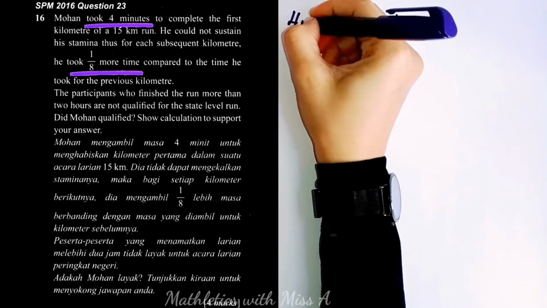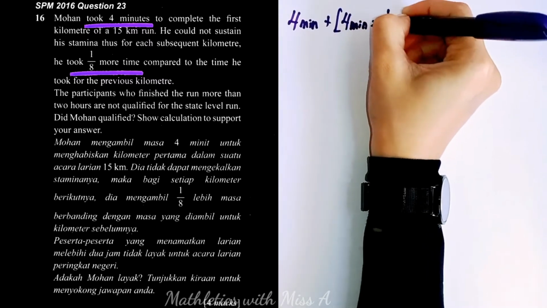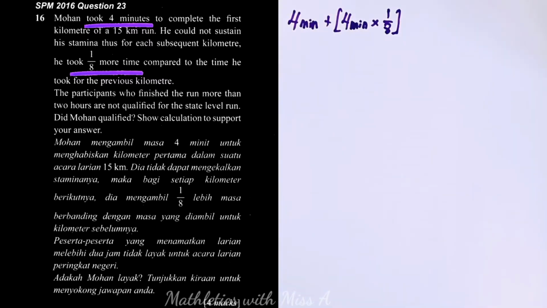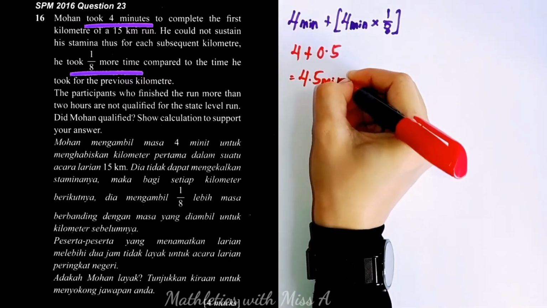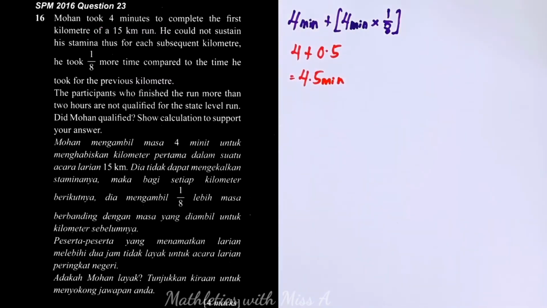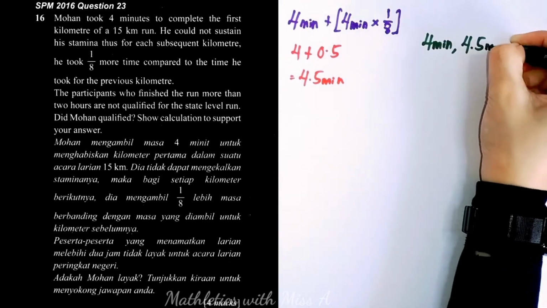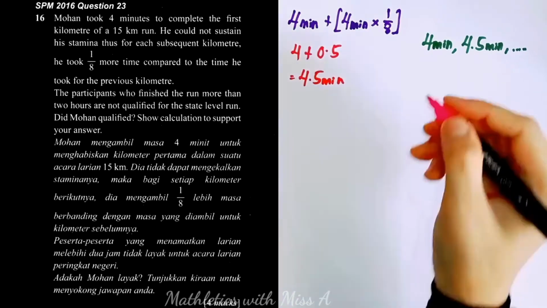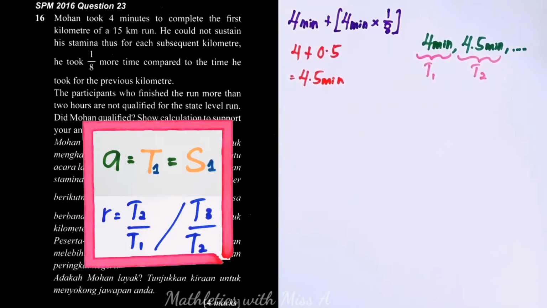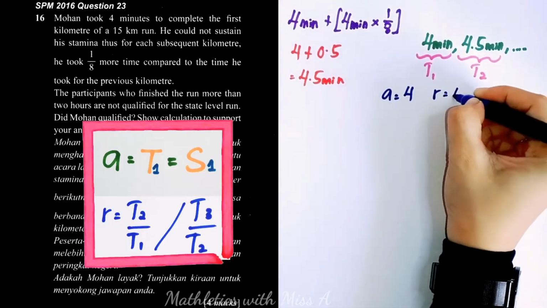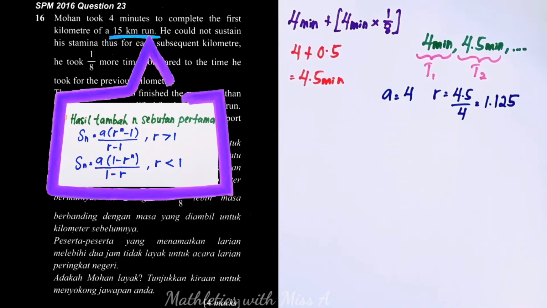Mohan took 4 minutes to complete the first kilometer of a 15-kilometer run, and he took 1 over 8 more time compared to the time he took for the previous kilometer. So 4 minutes plus in bracket 4 times 1 over 8. So 4 plus 0.5 equals 4.5 minutes. So 4 minutes we call the first term, and 4.5 minutes we call the second term. So A equals 4 and R equals 1.125.